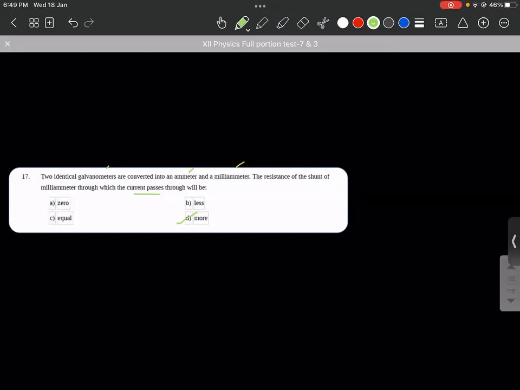See, when I take an ammeter and a milliammeter, on a comparative basis, which one will have more resistance? A milliammeter will have, logically. It will have more resistance because that is connected in series, so less current flows. If the resistance is more, then what should happen to the shunt resistance that you connect? It should be more. That is the reason.